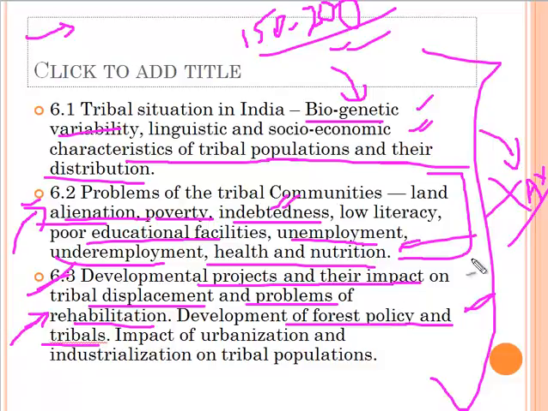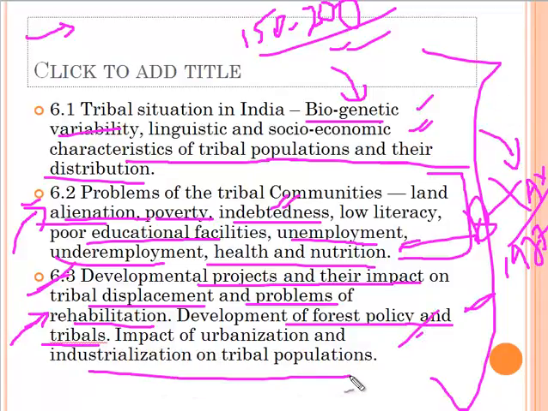So there are different policies, like the forest policy of 1927, the forest policy of 1882, before that 1856. All that you have to study in chronological order: what the different aspects are and how the forest policy has been changing throughout time. Then the impact of urbanization and industrialization on the tribal population. Again, there is a very fixed answer for this also. Let's say for industrialization, that is leading to a lot of land loss and a lot of pollution in the tribal areas. And industrialization is leading to modernization also. Urbanization and industrialization are also related.